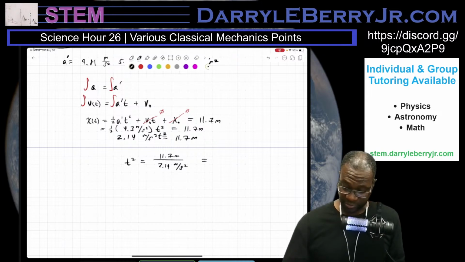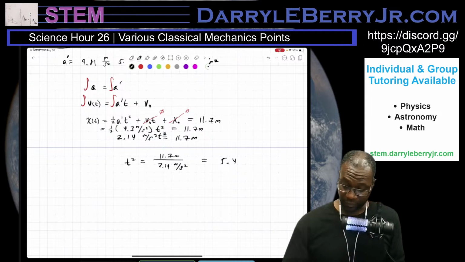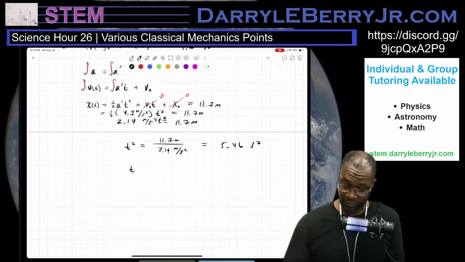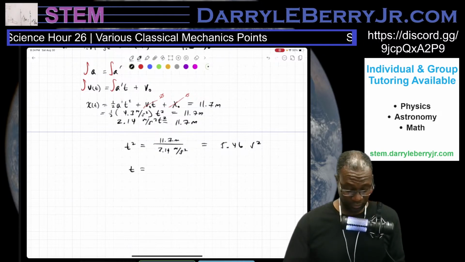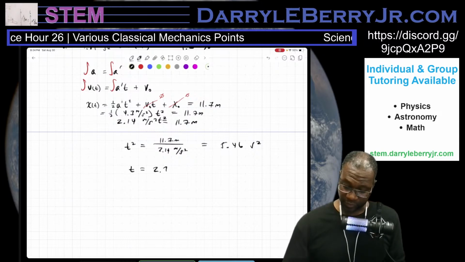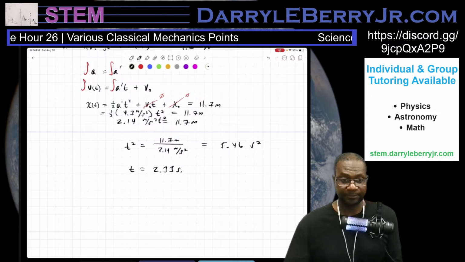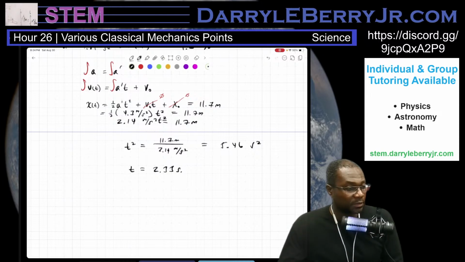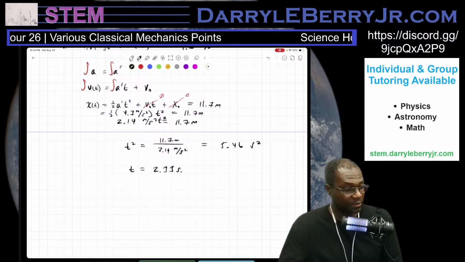So that's going to be about 5.46 seconds squared. So t equals about 2.33 seconds. So I did a little bit of rounding before, that's about what it is.